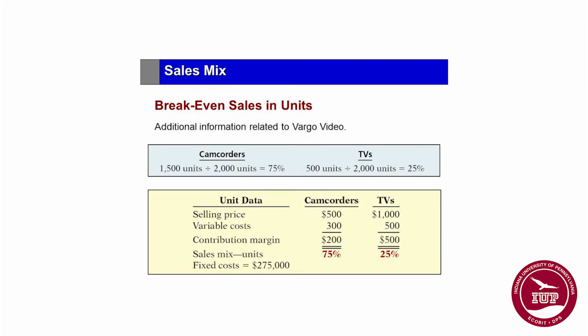So as we said, the sales mix is 75:25 for camcorders to TVs in the total sales mix. And the unit contribution margin is $200 for camcorders, and for the TVs it's $500. Fixed cost is a total of $275,000. We will modify our break-even point formula a little bit, which was fixed cost divided by the unit contribution margin.